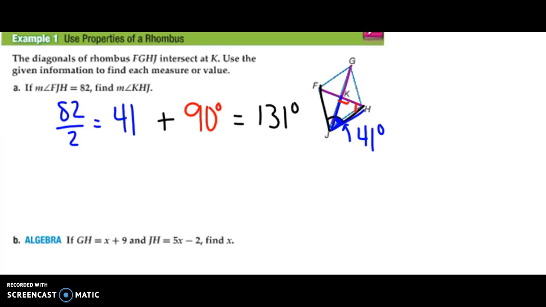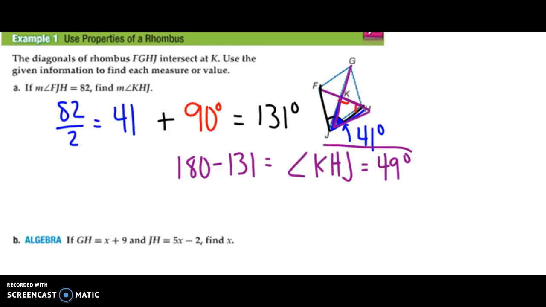Now, why does that help us? Well, because this triangle right here has to add up to 180. So what I'm going to do is take 180 minus 131, and I'm going to find out that angle KHJ is equal to 49 degrees.